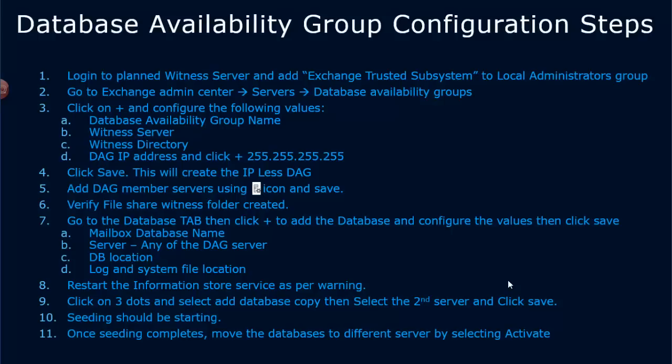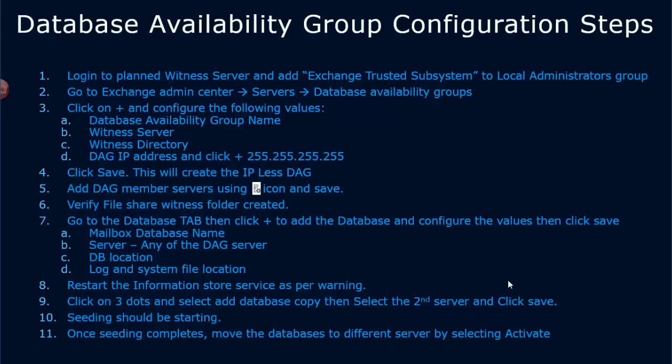All right, the fourth thing is important here, the DAG IP, because there's a field that needs the configuration. So we have to provide 255.255.255.255, which I understand is a broadcast address, but this is what we provide to configure IP-less clustering. All right, click Save. This will create an IP-less DAG. As simple as that. All right. Then add DAG members by using this icon. Has anyone seen this icon? I'm sure you must have seen this icon if you have created a DAG in 2013.